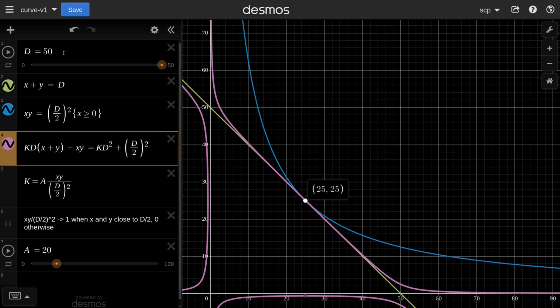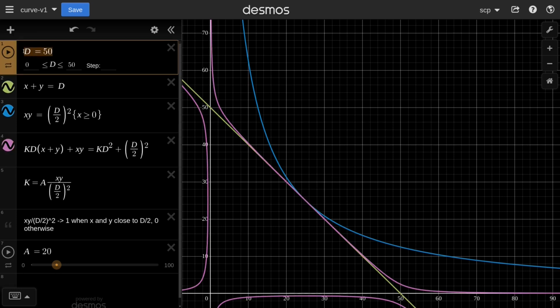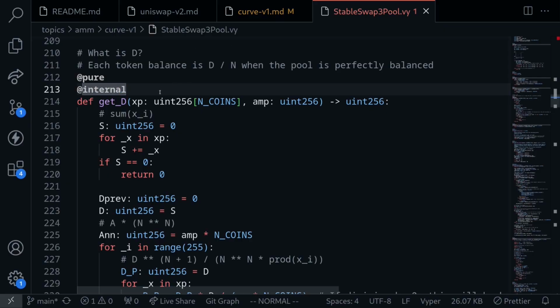This is an example of a pool with 2 tokens. If we have a pool with 3 tokens, then we would divide this D by 3. More generally, if we had n tokens, D over n will be the number of each token when the pool is perfectly balanced. Inside the stable salt 3 pool contract, the value D is calculated using Newton's method.